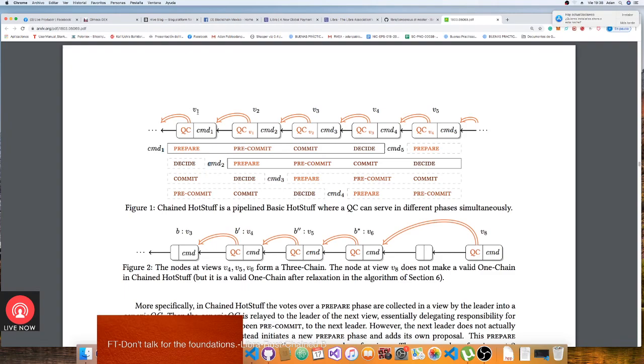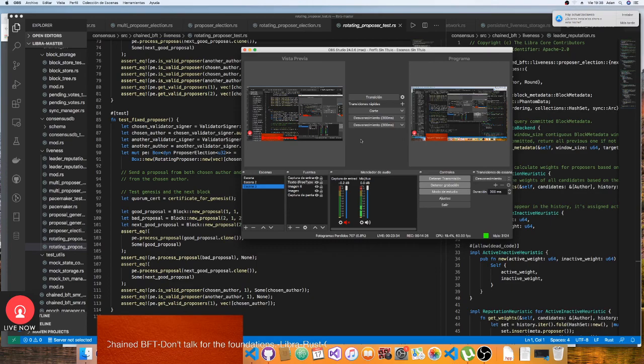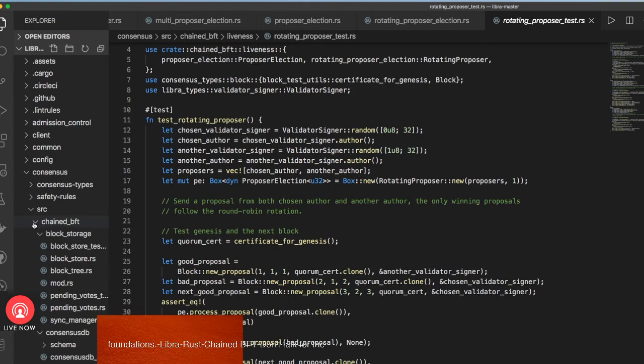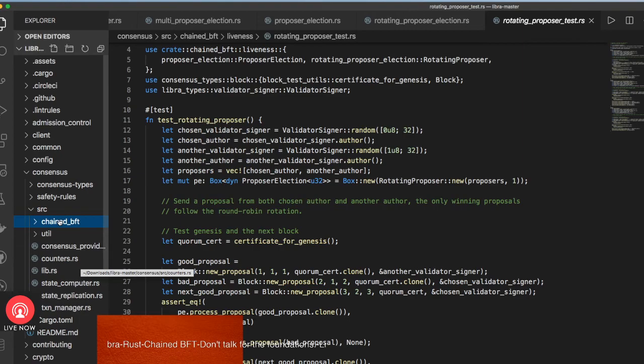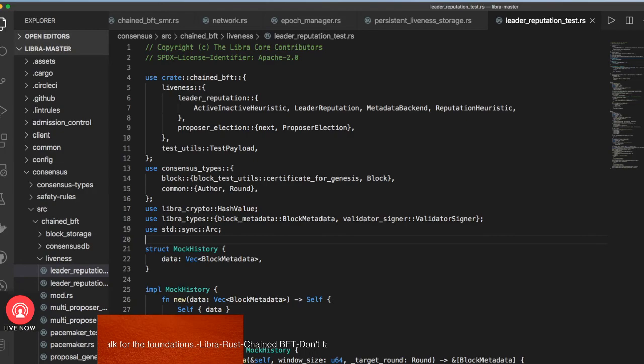So let's move to the code to see this leader reputation and understand under the hood the pipeline of this protocol specification. We have here the chained BFT folder. We saw this folder in other videos, and this video is about leader reputation. So let's start with the mock storage.